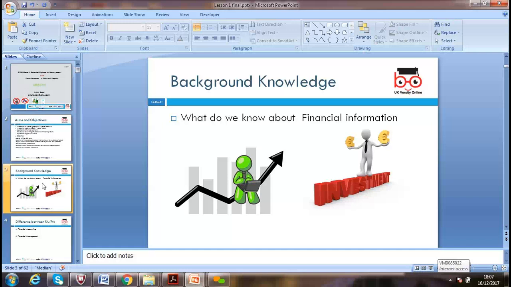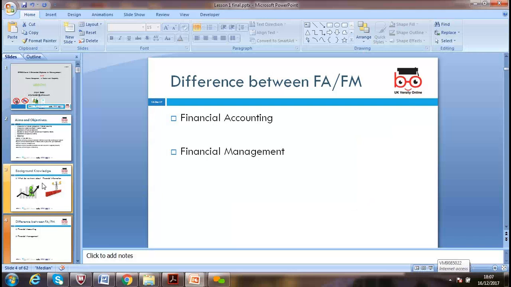Within our organization, it could be the management accounts and daily reporting of all the financial transactions that give us financial information as well. So next our discussion is about the difference between financial accounting and financial management. Some people say they have a chartered financial management degree, and some may say they are a chartered financial accountant.